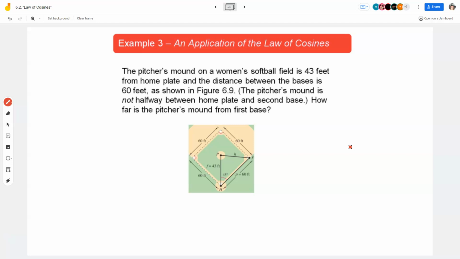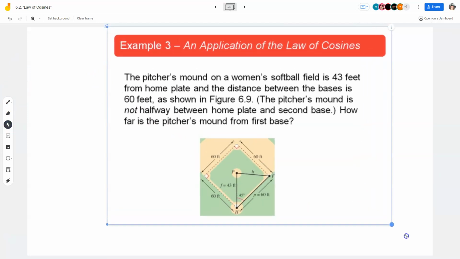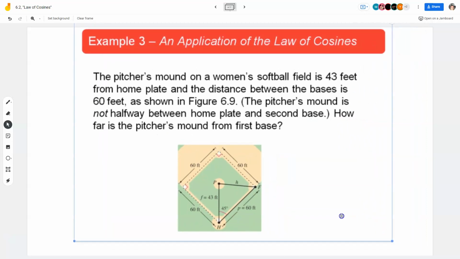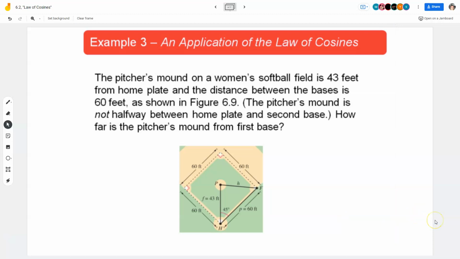The pitcher's mound on a women's softball field is 43 feet from home plate. The distance between the bases is 60 feet, as is shown. The pitcher's mound is not halfway between home plate and second base. How far is the pitcher's mound from first base? What are we going to do, guys? Find H.